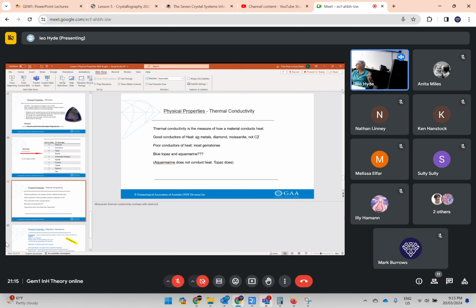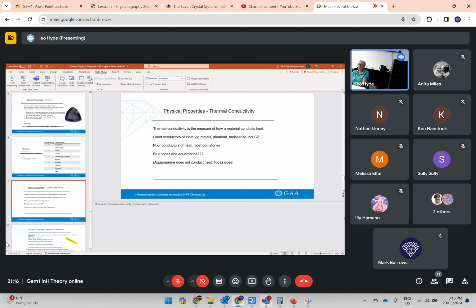Thermal conductivity we used to mention more in the past, because once upon a time all shops had a thermal probe, and they'd have a clean diamond and they'd put it on the diamond and it would tell you if it was a diamond or not. And then along came moissanite, and moissanite reacts the same way with the thermal probe as a diamond. So there was a problem. So there are newer thermal probes now, which will separate them.